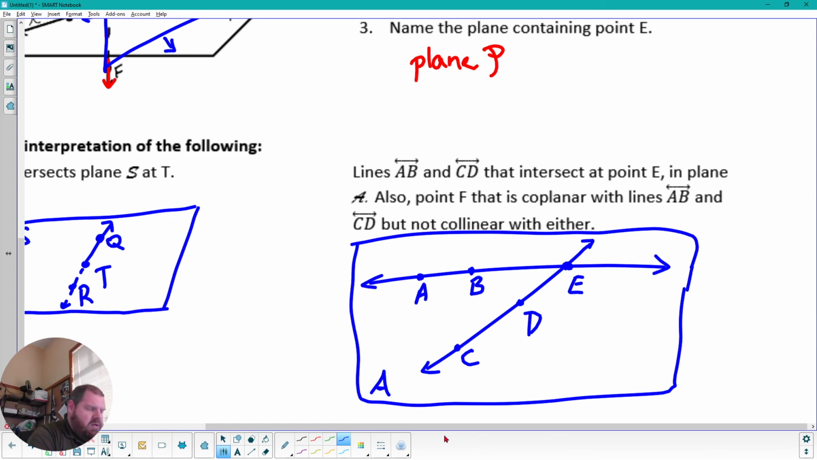That's good. Also, I have point F that's coplanar with lines AB and CD. So I want point F somewhere on that same plane, but not collinear with either. Just means that F can't be on AB and can't be on CD. It can literally be anywhere else.